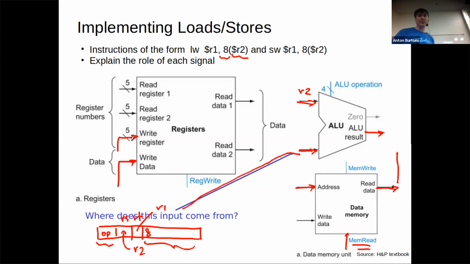Similar for the store. If you have a store instruction, you use this register as an input to the ALU. So R2, and this 8 comes as a second input. It provides an address as an output. Since we're doing a write, this will be connected to the register we read from the register file, which is R1 here, and we activate this memory write signal.